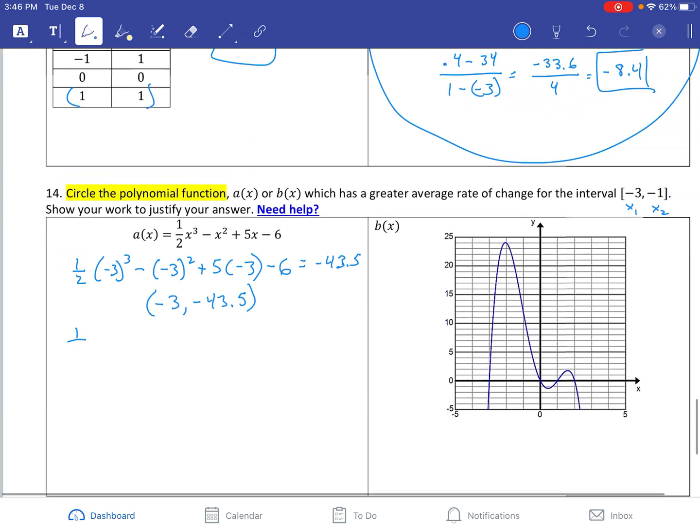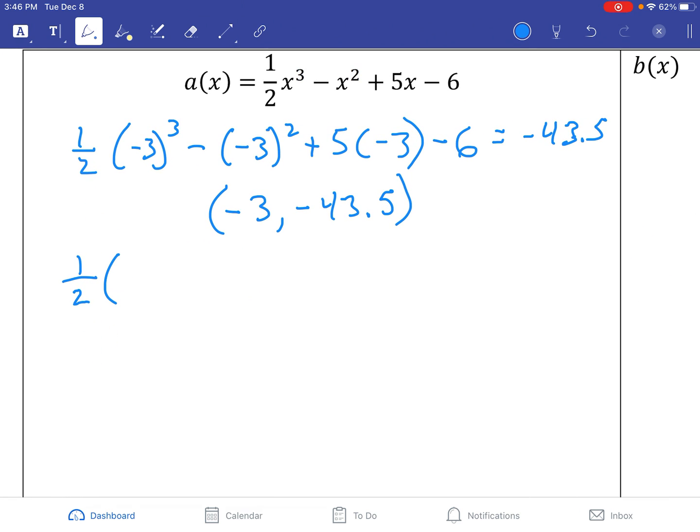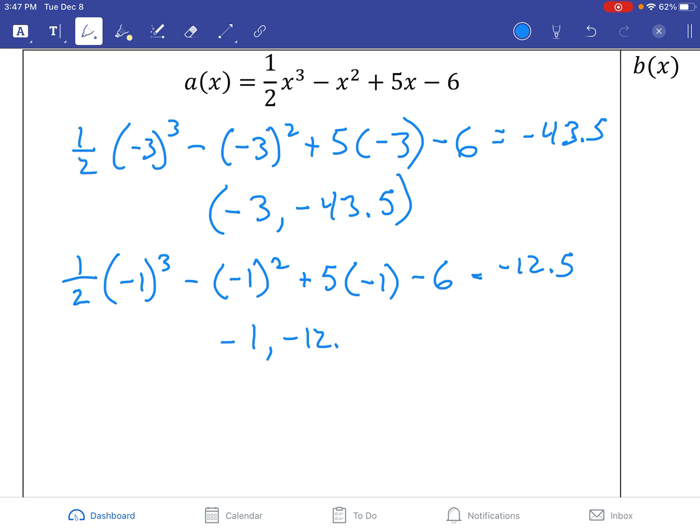I'm going to do the same thing, but this time I'm putting, what is the number? It is negative 1. So 1/2 negative 1 cubed minus negative 1 squared plus 5 times negative 1 minus 6. So 0.5 negative 1 cubed minus negative 1 squared plus 5 times negative 1 minus 6, which gives you negative 12.5. So our other point is negative 1 comma negative 12.5.